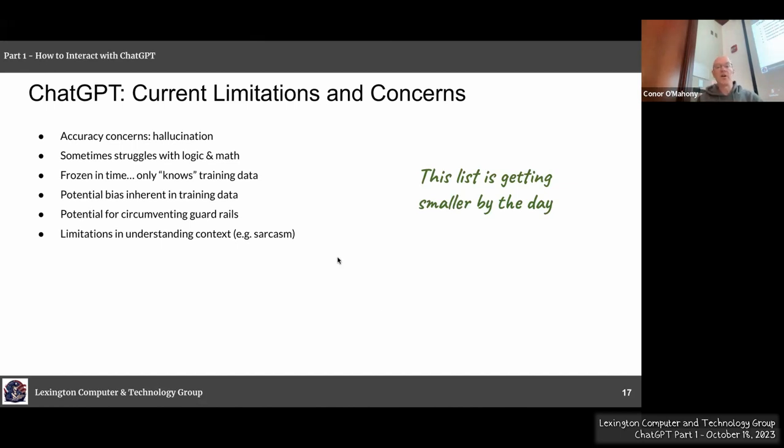Another concern was the potential for circumventing the guardrails. We'll talk a little bit more about that as we go forward.